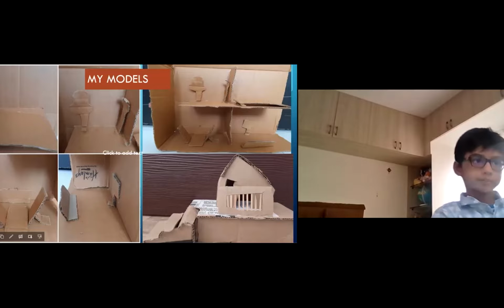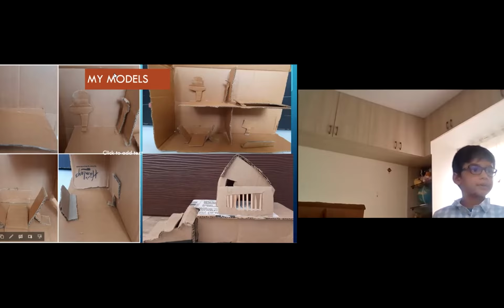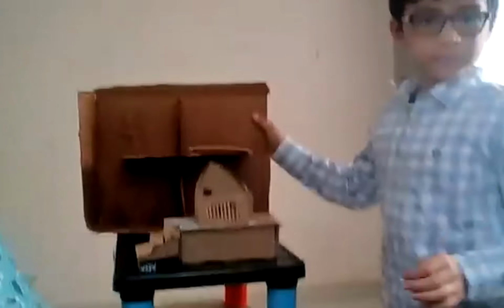My models. My models are this one. This model is the inside of the house. My house will have a bedroom, a bathroom, a living room, and a kitchen. You see all the rooms, like there will be 4 rooms.